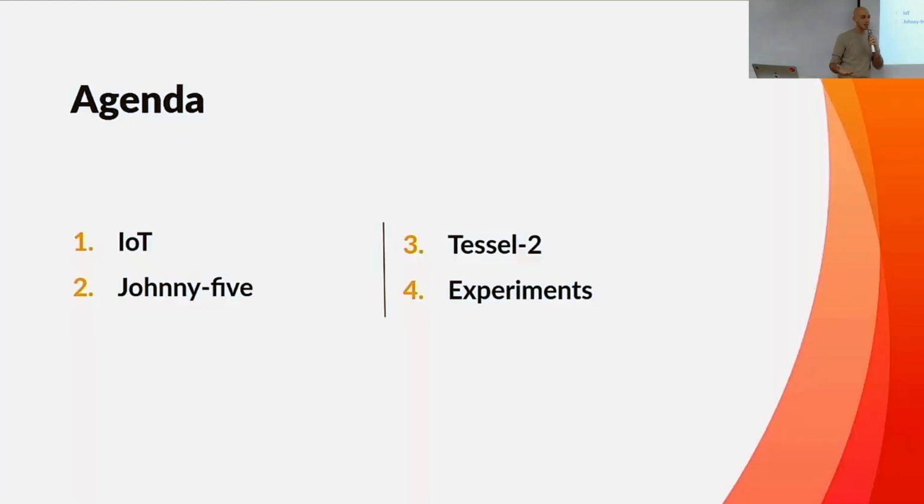Let's talk a little bit about the agenda. To begin with, obviously, we're going to talk about IoT. We're going to see what it is and what we can expect from it for the future. Later on, we're going to talk about Johnny5, which is a JavaScript framework that I use for these experiments. Following, we're going to talk about the hardware of choice, which is the Tessel 2, a small SBC, or single-board computer. And finally, we're going to see the experiments that I performed.